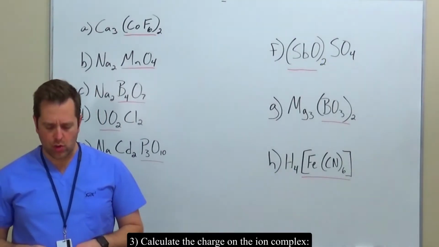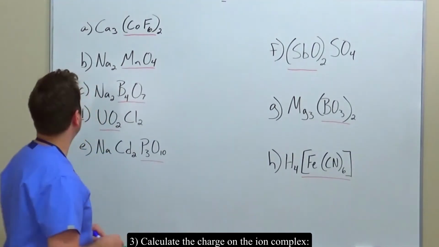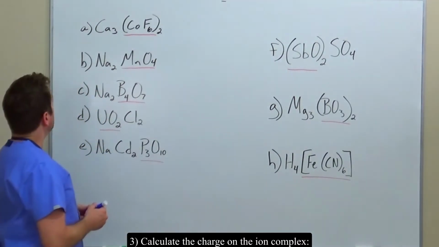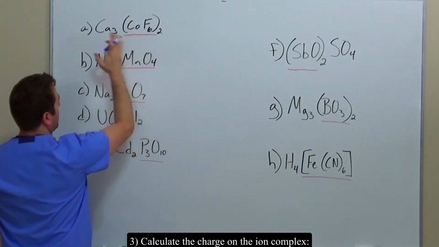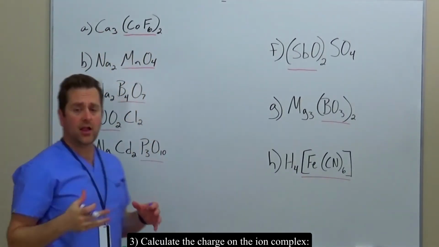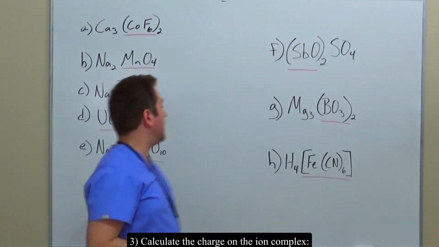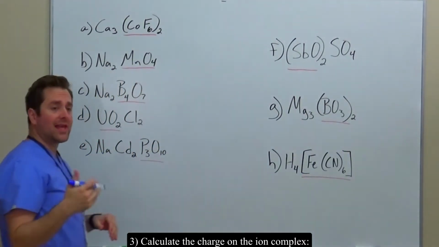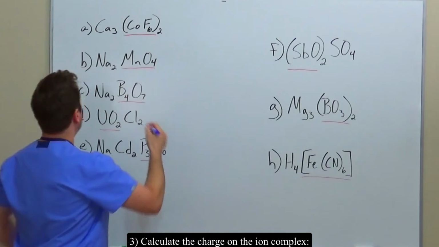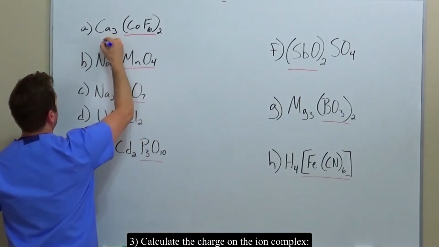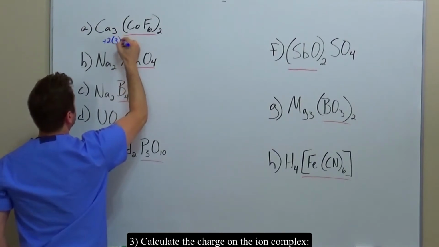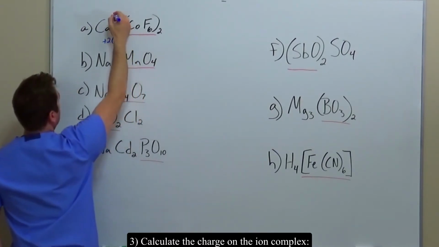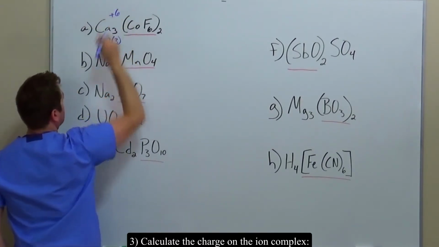Calculate the charge on the ion complex. Letter A. So we know in order to determine this, we got to really make sure we understand the element that it's bonded with. And in this case, since it's calcium, we know that calcium is a group 2 element. That means it has a +2 oxidation number, and then there's 3 of them. So overall, this calcium group here has a positive 6 charge.